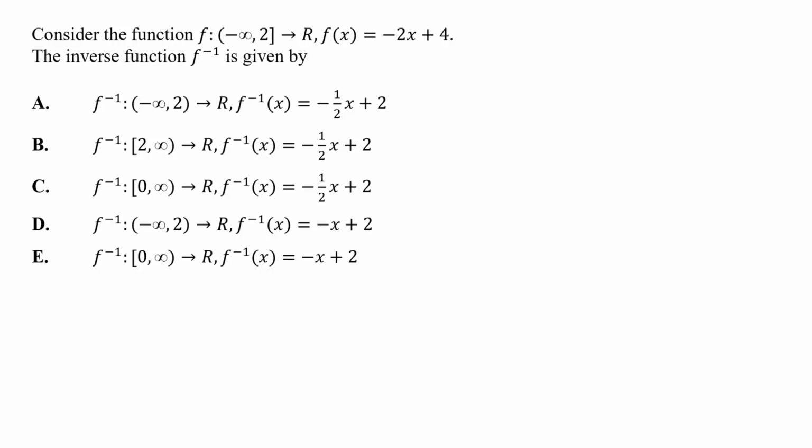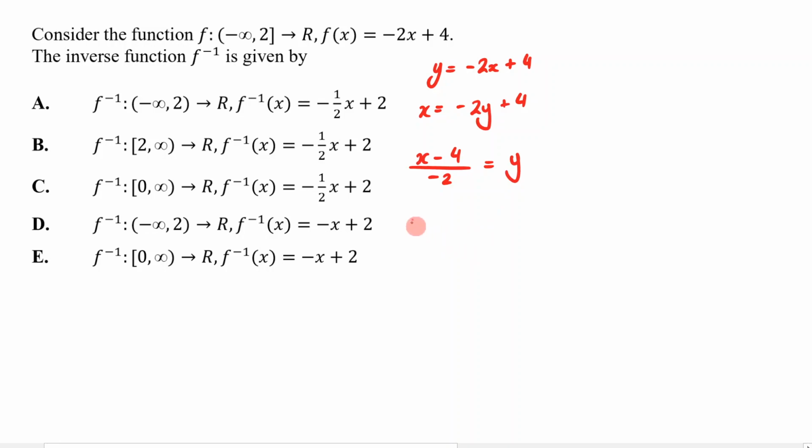Welcome. So in this video, we'll be answering this question, which says, consider the function, this right here. The inverse function is given by which of these? So we know that when we're finding the inverse function, we're going to take what we've been given, so y equals negative 2x plus 4, swap our x's and y's, and then rearrange to make y the subject. So I'm going to end up with x minus 4 over negative 2 is equal to y. And that means y is going to be equal to negative a half x plus 2.